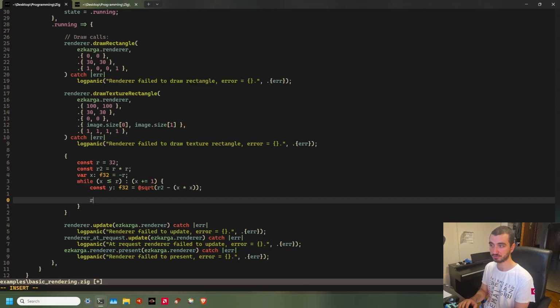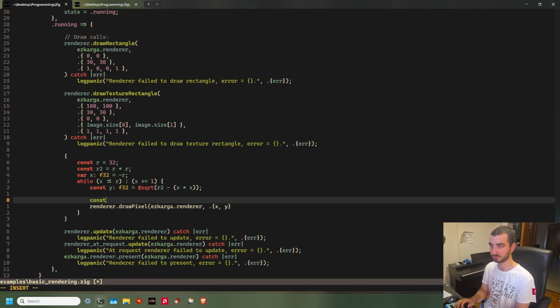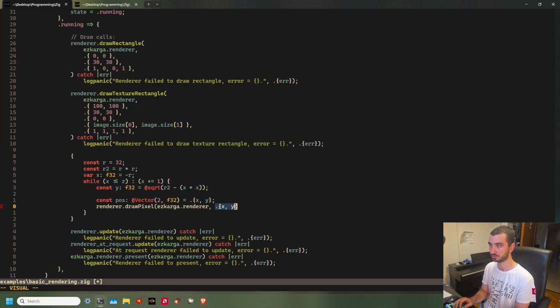Then we're going to be drawing the pixels, one for one half and the other for the other half. So two pixels. Draw pixel. And this is going to be the renderer. And the position is going to be x and y. I'm going to turn this into its own type here, so it's going to be a bit easier for us later down the road. You'll see why.